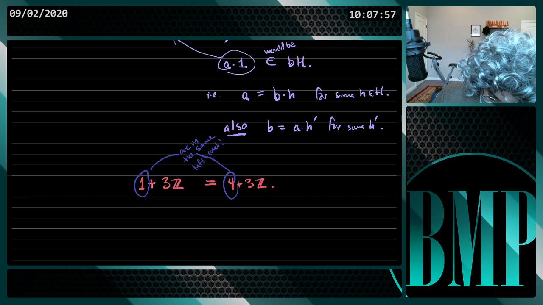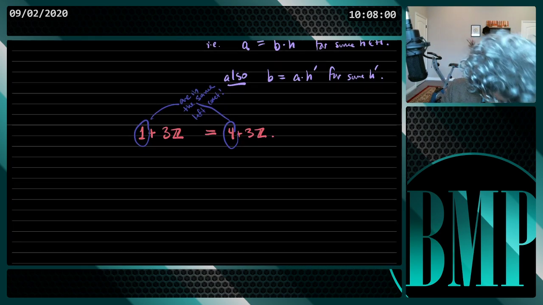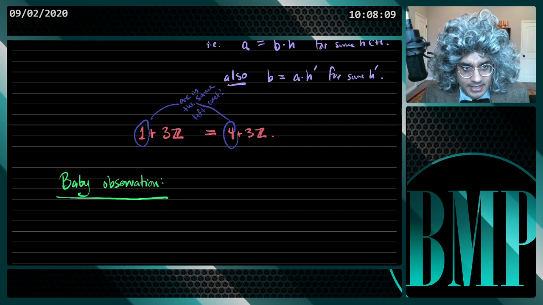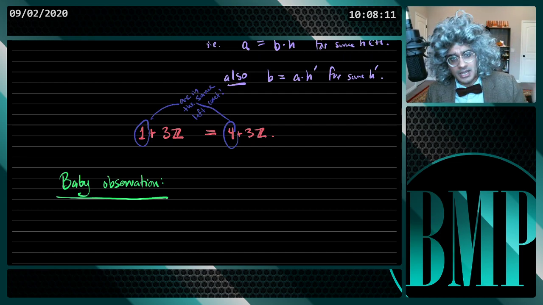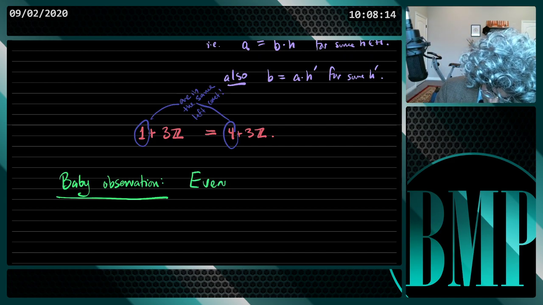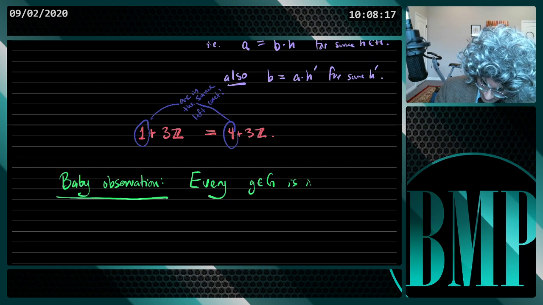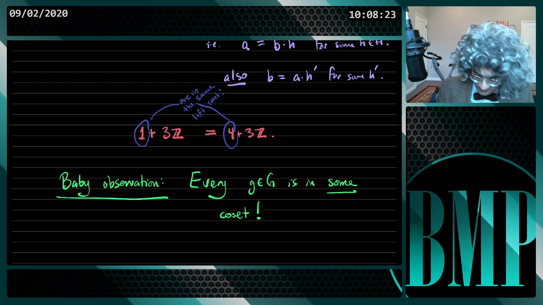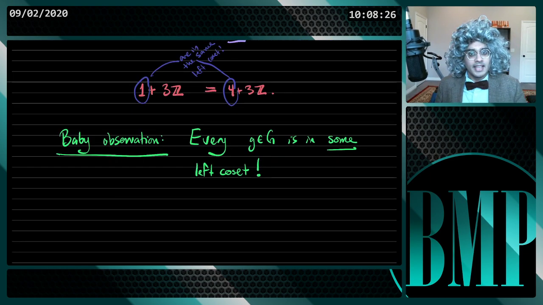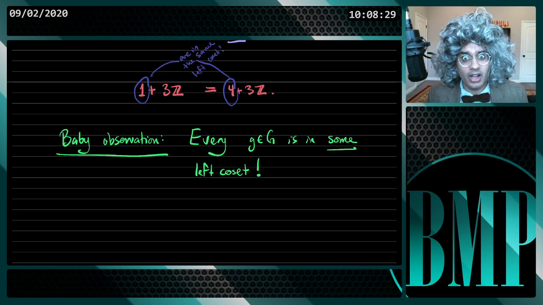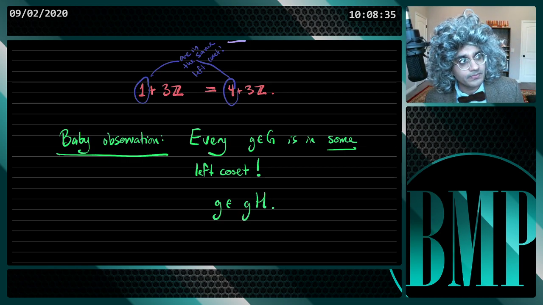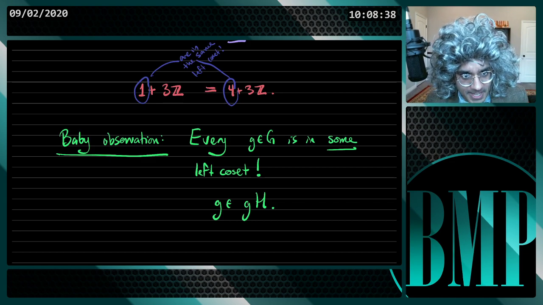Okay. Now let's look at another very baby observation. Every element in a group G is in some left coset. Obviously, G is in this left coset. Obviously. Okay? Done. Easy.